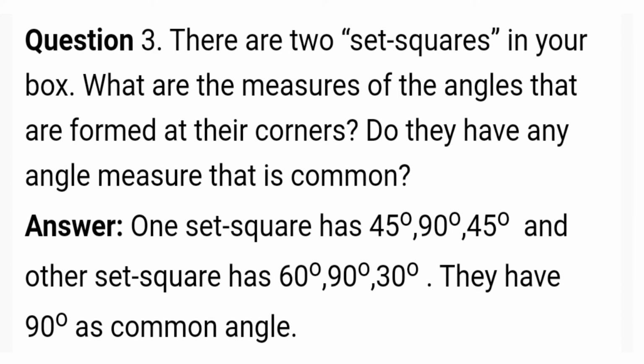Well, if we observe the set squares properly, we can say that one set square has angles of 45 degree, 90 degree and 45 degree. Similarly, the other set square has angles of 60 degree, 90 degree and 30 degree. Also, both of them have 90 degree as a common angle.